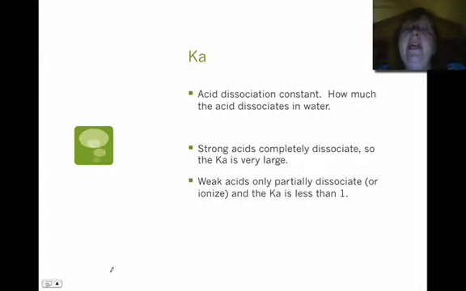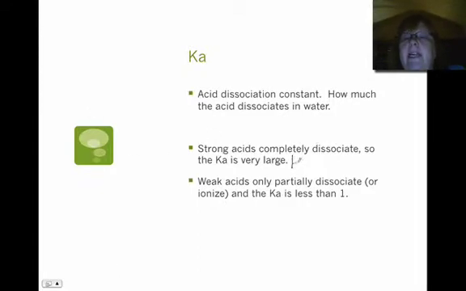The K with a subscript A is called the acid dissociation constant. It's how much the acid comes apart, or dissociates, in water. Strong acids will completely dissociate, so their Ka is very large. There are those 7 strong acids, and when you put them in water, they will completely dissociate. They make all kinds of ions, and that's why strong acids are strong electrolytes. So please know that strong acids completely dissociate.